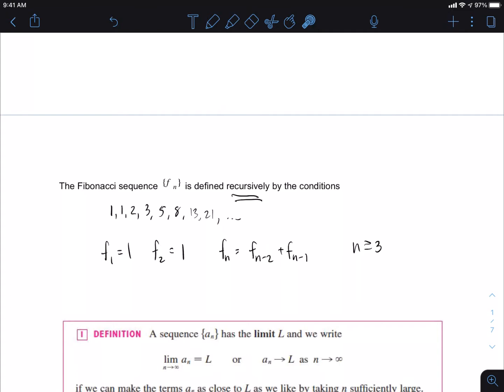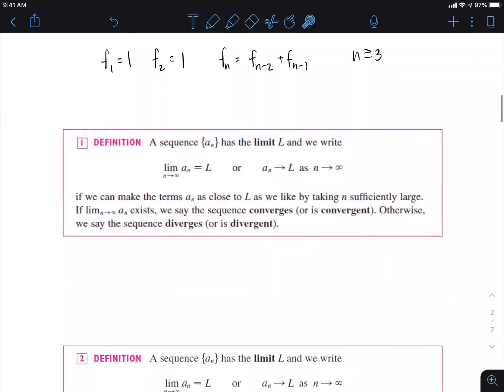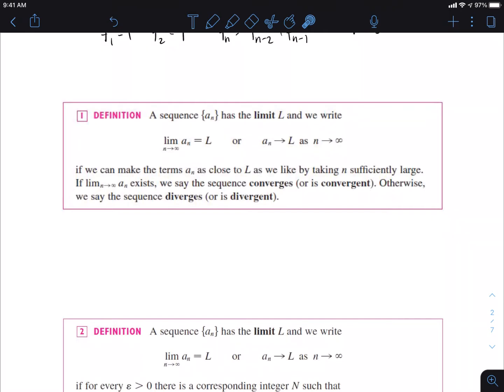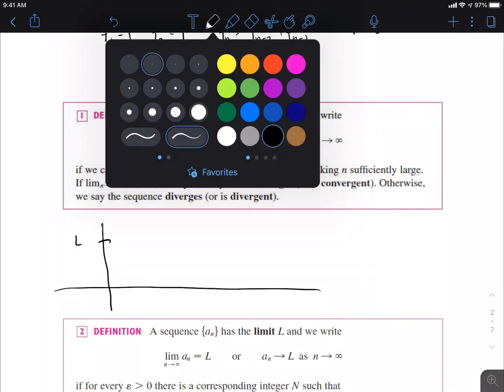Okay, now to get into some definitions. Instead of getting all crazy with the definitions, I'm going to show you what it is to have a limit. And if it doesn't have a limit, then it's going to be divergent. So just an easy way to look at this is if I have a graph, right? And let's say this is the limit. And I'll do the limit in a different color.